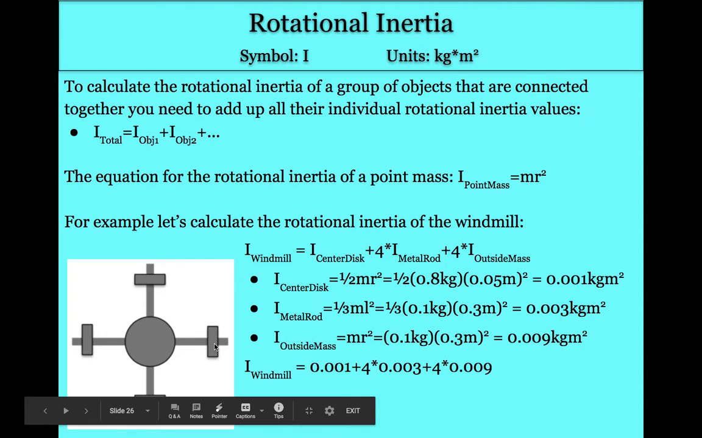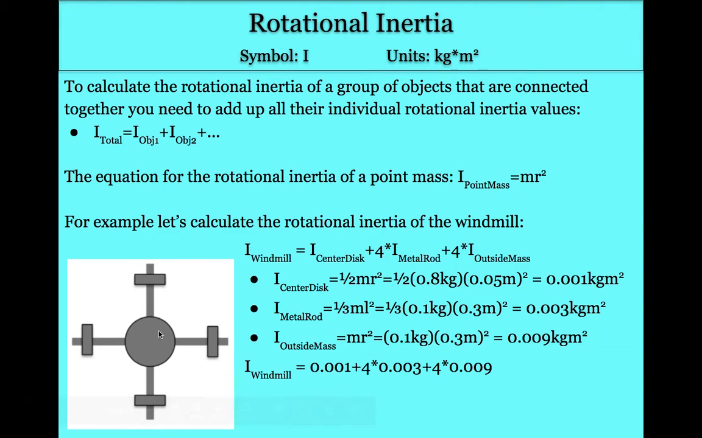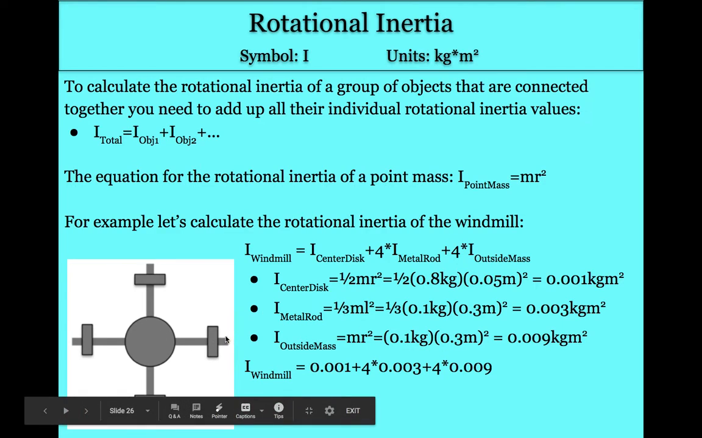The outside masses are point masses, so we can use m r squared for them. They are also 100 grams, and they are at the end of the rod, so they are at 30 centimeters, or 0.3 meters. When we multiply that out, we get 0.009 kilograms times meters squared.